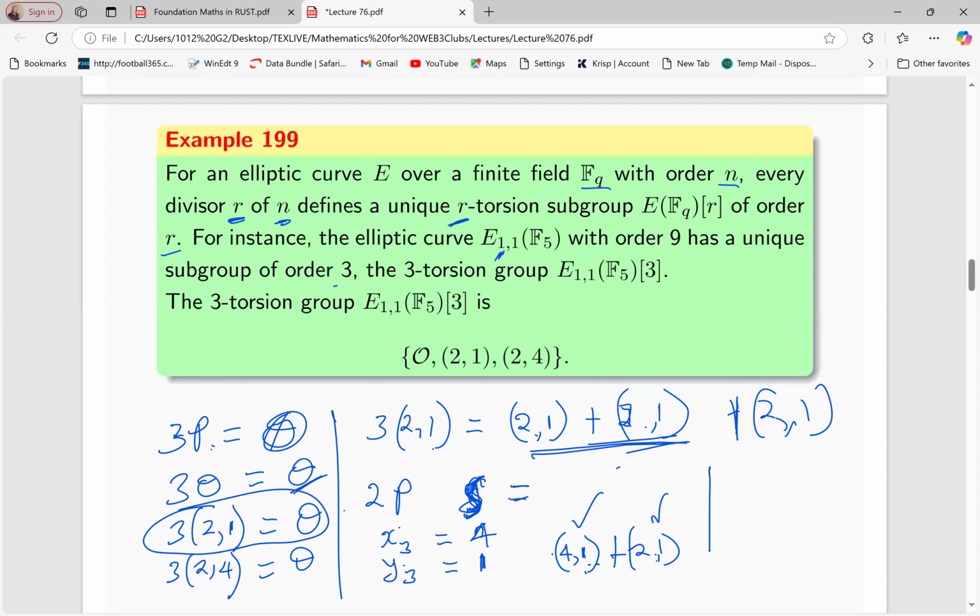So for instance, this x value will be 2, but this y value will be different, so that if you have the x-axis and y-axis, these values will be on the same vertical line. So if they're on the same vertical line, then their sum is the identity. Like this point plus this point, the sum will be the identity.